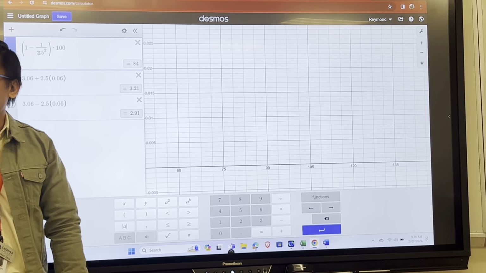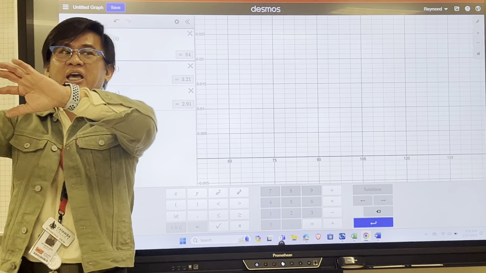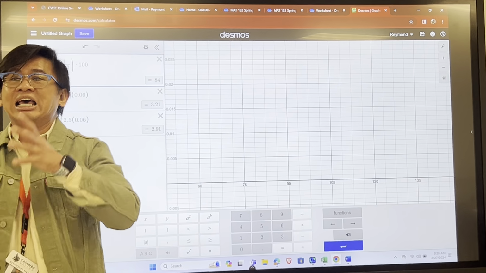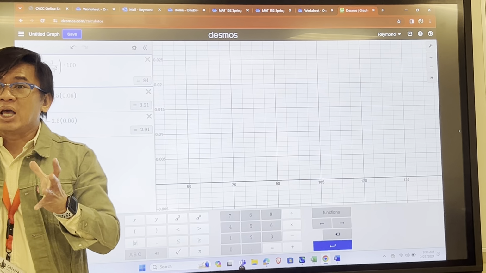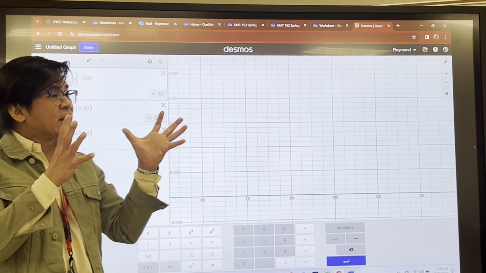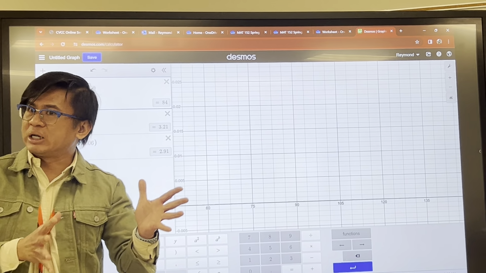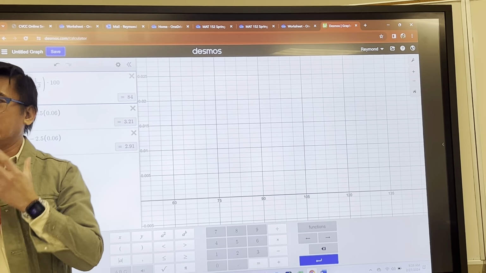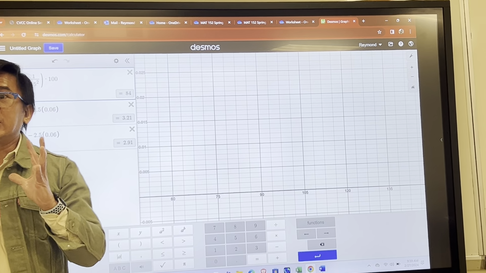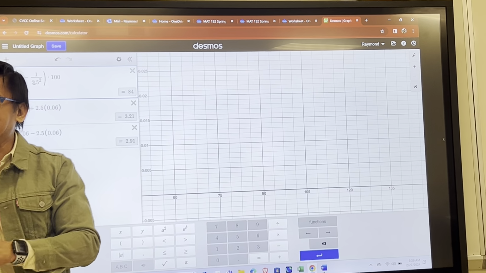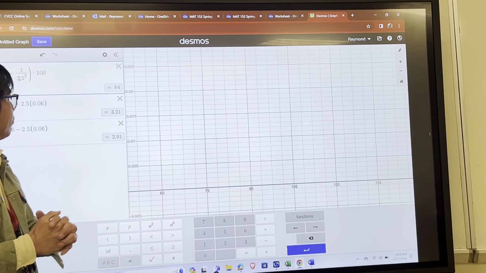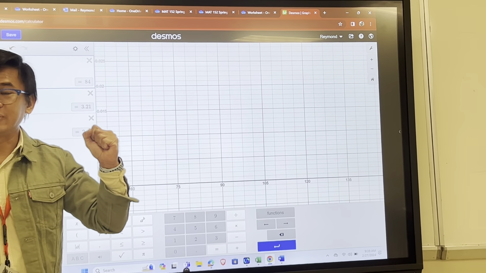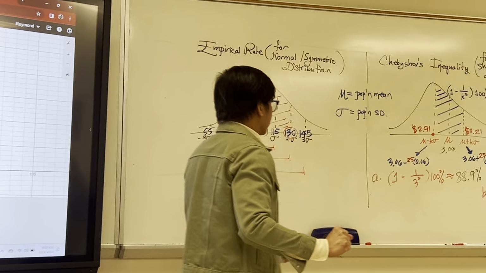How much of the data set is in there for letter B? 84. 84%, right, of the data set. So in short, if there are 100 gasoline stations or 100 gas prices, 84 of them will fall in that interval from $2.91 to $3.21. Again, I'm just making an assumption. If there are 100 gas prices or gas stations, then 84 of them will have that interval of gas prices. Good.